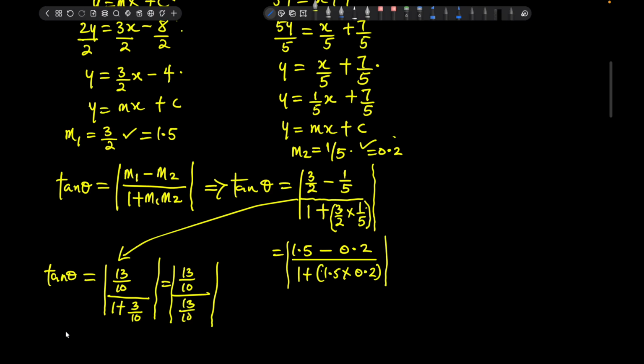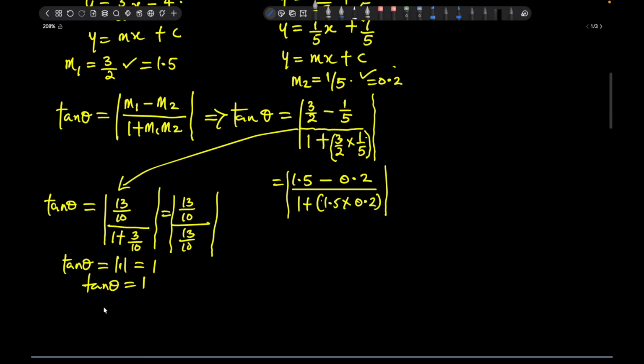That is equal to 1. They are divided. So which means tan theta is equal to the absolute value of 1. And absolute value of 1 is 1. Okay, so tan theta is equal to 1. Now it's theta we are looking for, right? So theta equals arctan 1. That's it, which is 45 degrees.